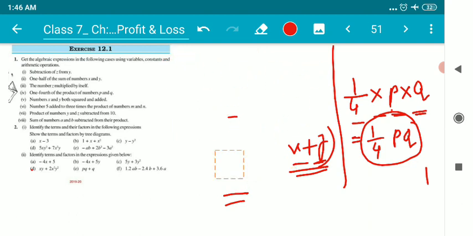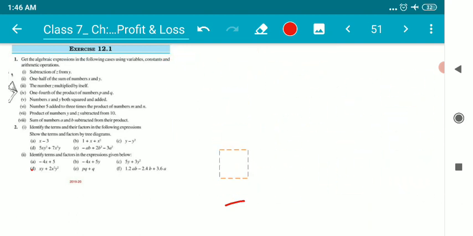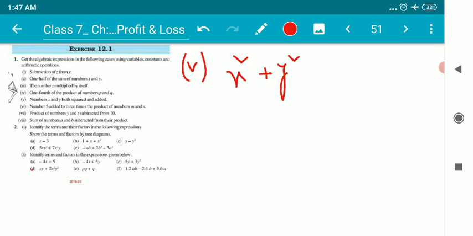The next one is question number 5. The numbers x and y both squared and added. Both x and y squared means x is in squared form, y is in squared form, and they're added. That is, x square plus y square.